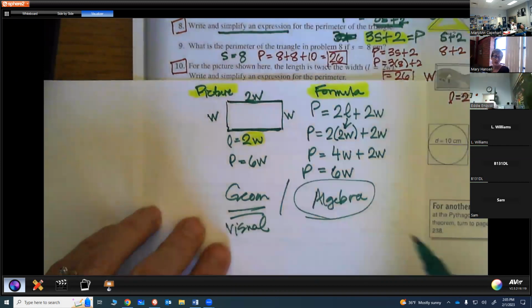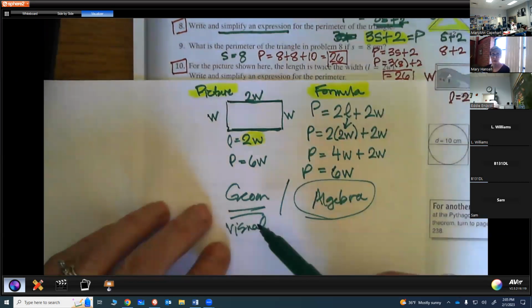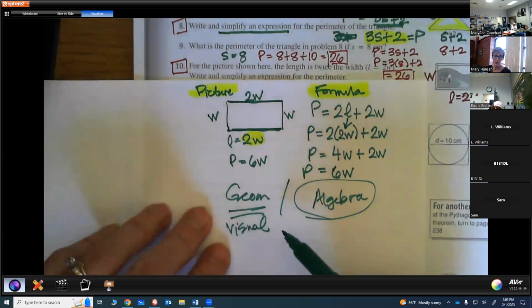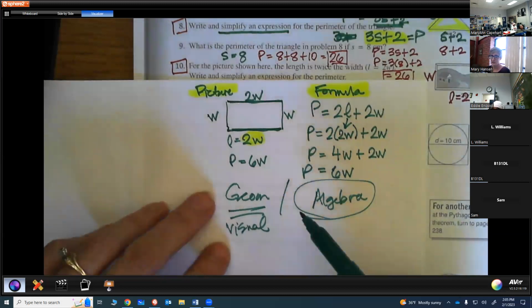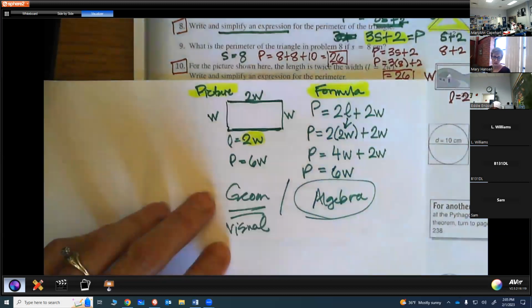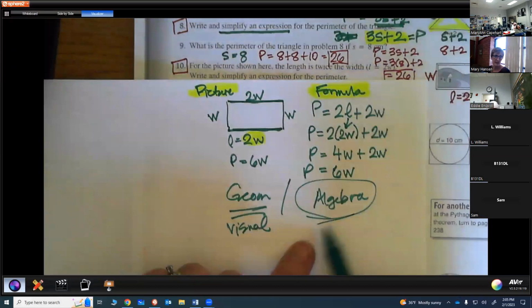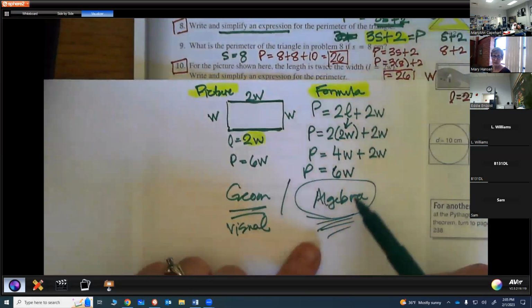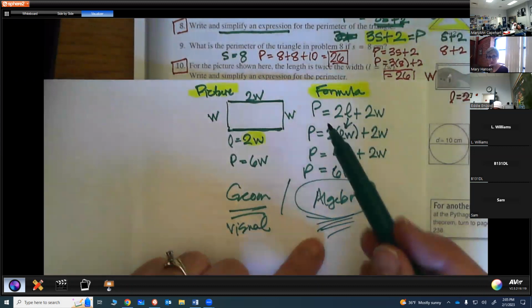And so it's good to know your strengths. If you feel like you're more of a visual person, then when you get a math problem, you should always kind of sketch something out, draw it out and see if you can just kind of logic through the visual picture. If you're stronger algebraically, then when you have a problem, you should always try to go to the formula.